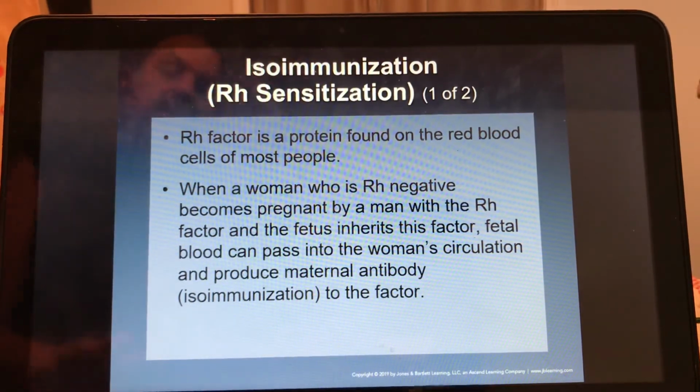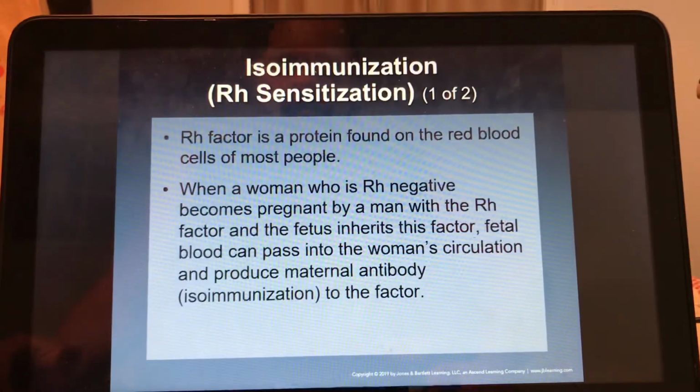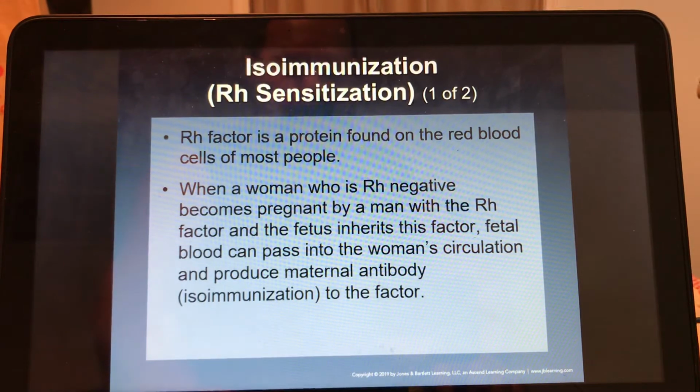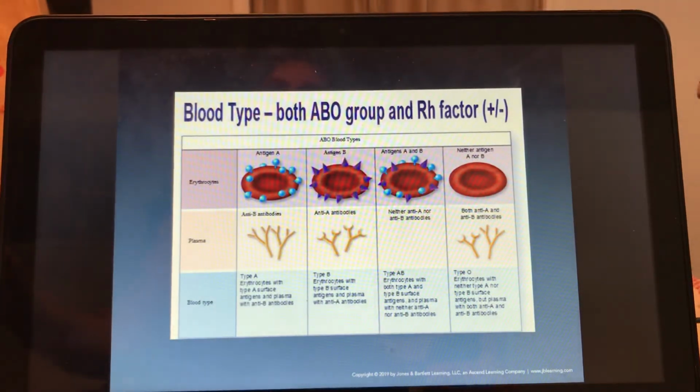Alright, so hold on to your seats because this is going to get kind of wild. I'm just going to show you. Remember we talked about blood typing. We talked about A, B, AB, and O. And the fact that you can have antigens or no antigens, and antibodies or no antibodies.